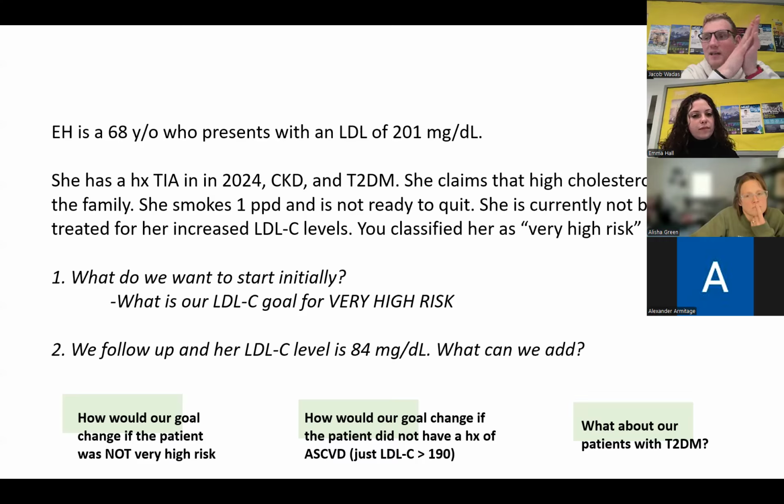So anybody who's had an ASCVD event in the past, so that's things like MI, stroke, PAD, or surgery, stuff like that, that automatically puts them at high risk or very high risk. So that's going to be less than 55 for our goal. So if we are trying to get our patient to that goal of less than 55, what would be our initial therapy? The first drug that we would start.